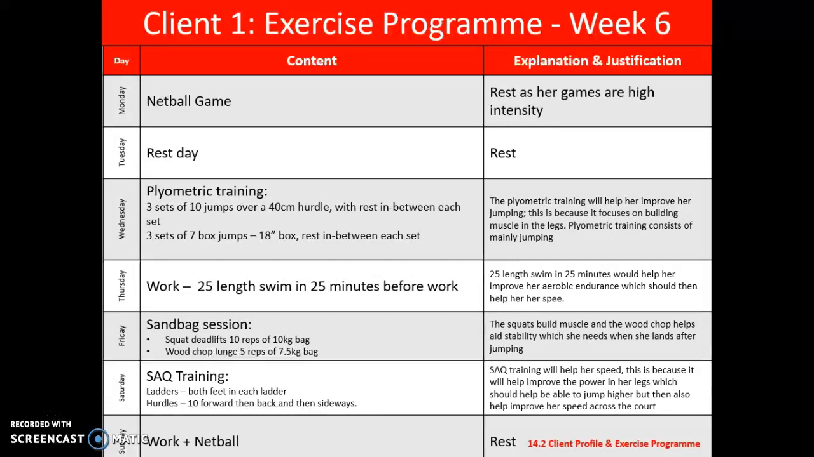So she'd do 3 sets of 10 jumps over a 40-centimeter hurdle with resting between each set, and 3 sets of 7 box jumps of an 18-inch box and resting between each set. The plyometric training will help her improve jumping. This is because it focuses on building muscle in the legs. Plyometric training consists of mainly jumping, however.